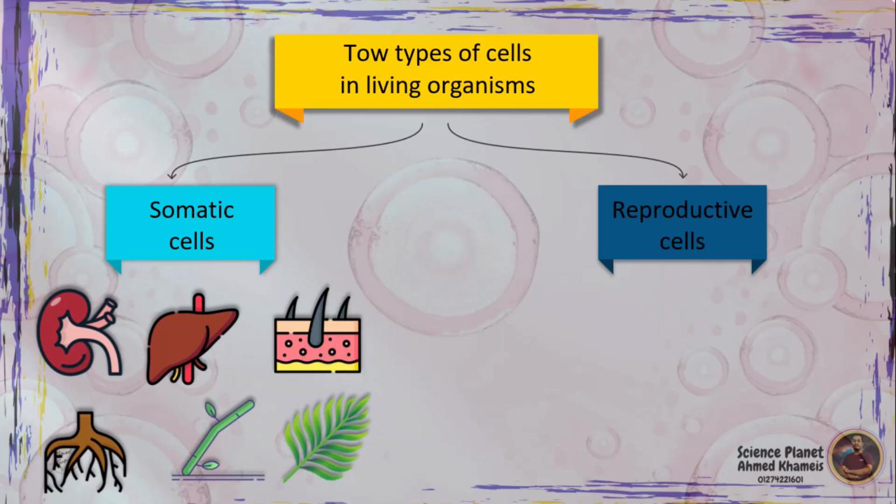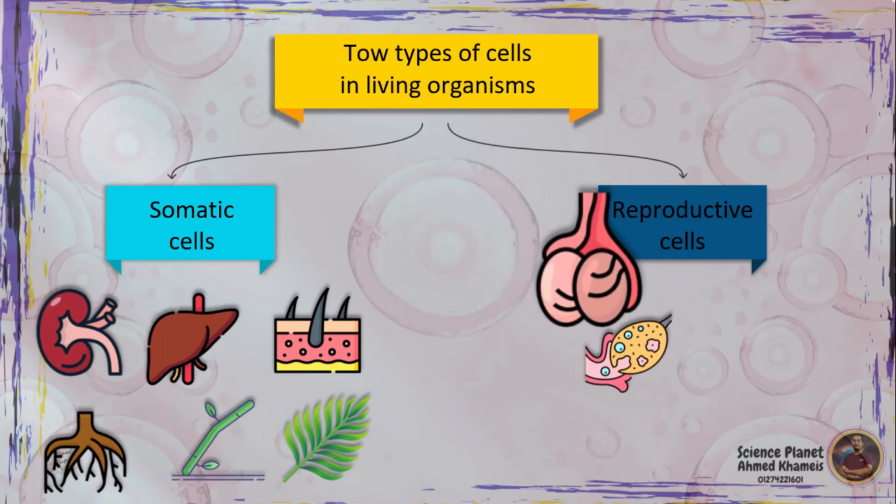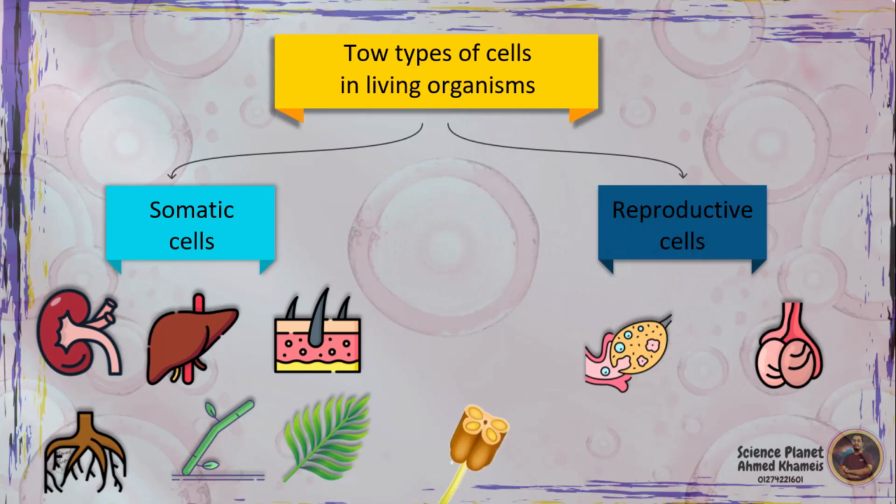And the reproductive cells are the cells responsible for the reproduction process, like ovaries, testes in humans and animals, anther in plants, and the plant ovary.